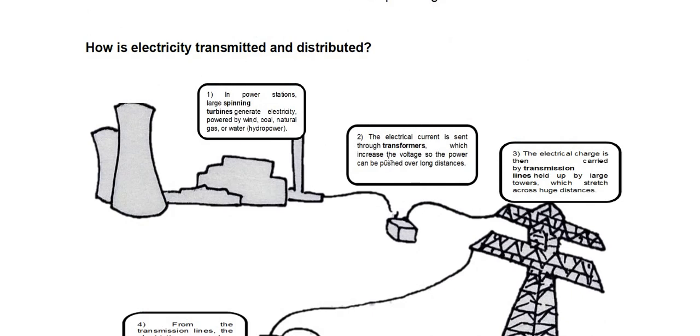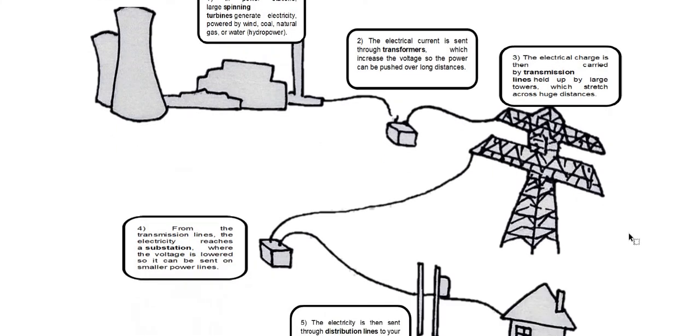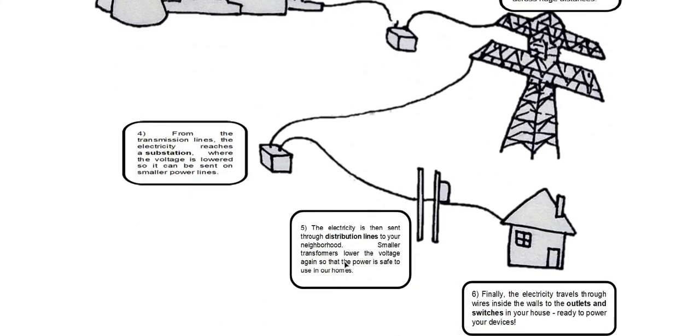Okay, and then the last one is finally, the electricity travels through the wires sa loob ng mga walls or maybe sa mga surfaces ng walls ninyo. Depende kung nakalabas. Okay, and then they are ready to power your devices. So, from generation to transmission, and then distribution. Actually, this is already consumption. Okay, so yun yung mga steps niya.